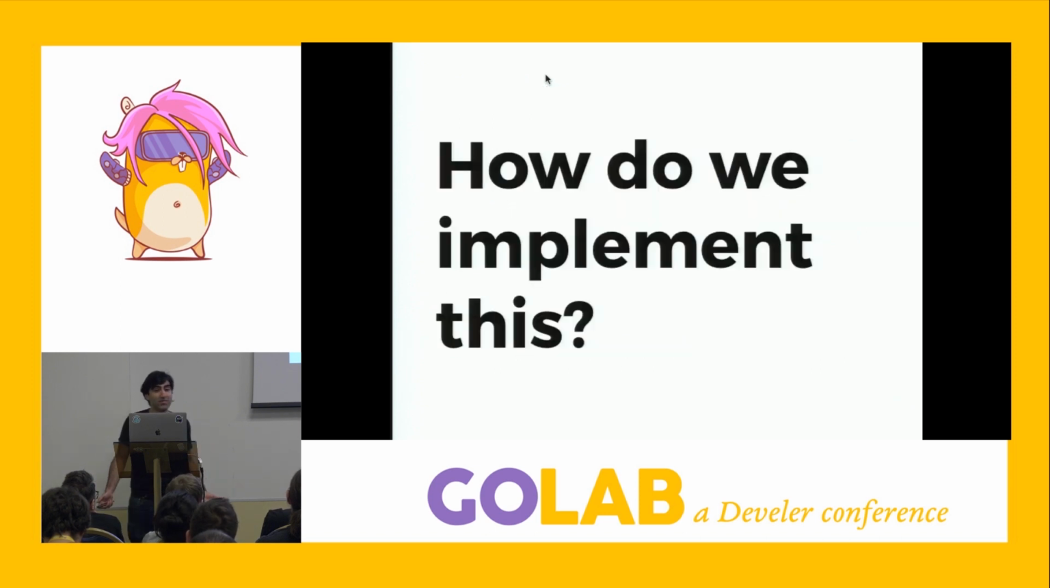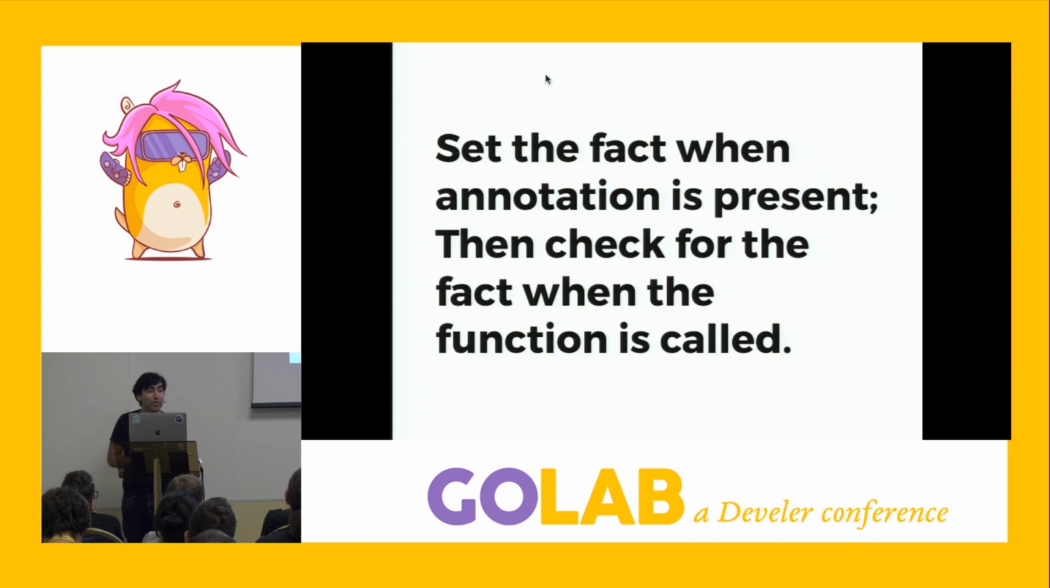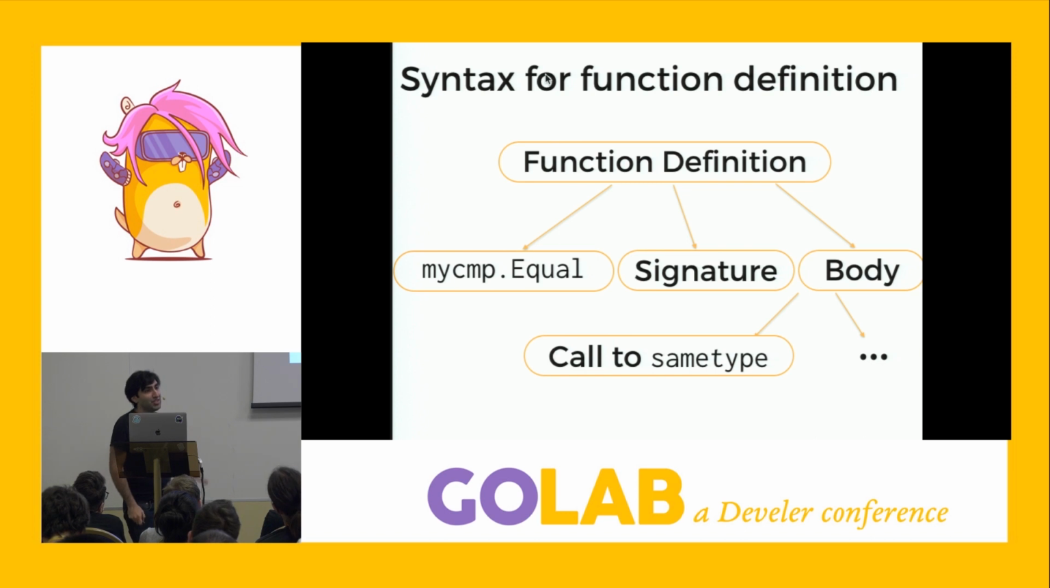So how can we use facts for this? We're going to attach a fact to the definition of the function when we see that it calls the annotation function. Later, when we see usages of that function, we're going to check to see if that fact was there, if it had been attached earlier, and if it had, then we know to check that the arguments have the same type. Here is what a function definition might look like syntax-wise.